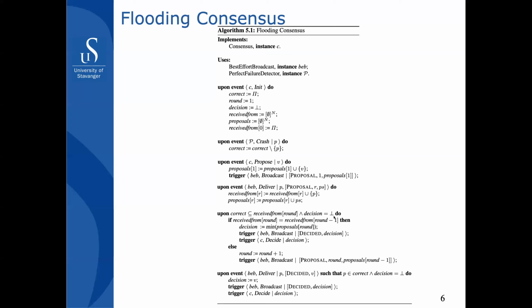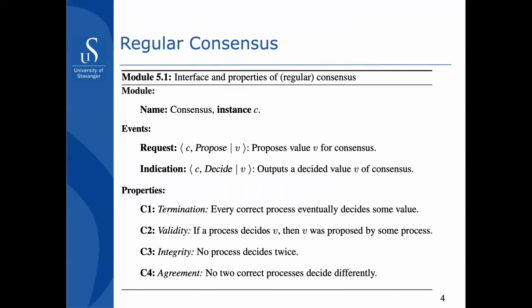And then we have the complement here, that the decision is the nil value. So we didn't make any decisions, and this is the property of integrity: no process decides twice. So what it could have also said is that we only decide once, or a correct process only decides once, for example.